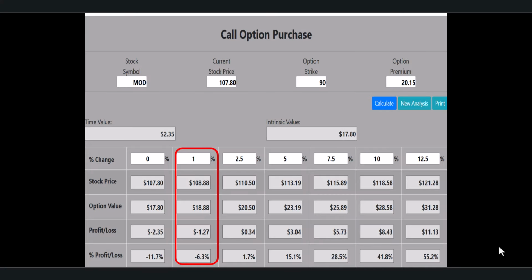Now let's take a look at buying the 90 strike call to see if it qualifies for the 1% rule. Here's the call option calculator picture for the 90 call. According to the 1% rule, we want the call to at least break even if the stock price is up 1%. The calculator picture shows that if the MOD stock price is up 1%, the 90 call will lose 6.3% of its value. We want that to be break even or better, so the 90 call does not meet our requirements.